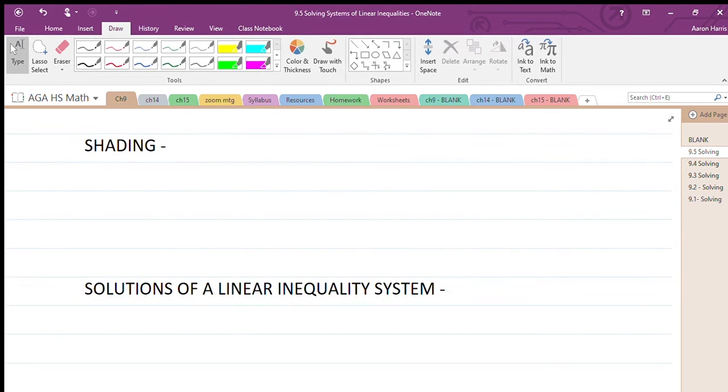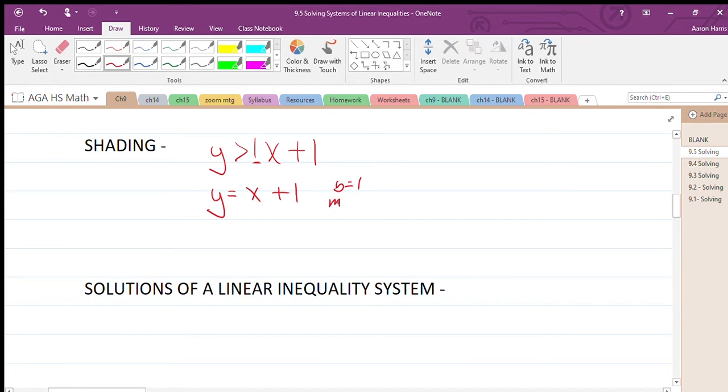So let's talk about shading, because whenever I have a linear inequality, I need to know that I must shade because there's more than one answer. So let's give us something simple. Let's say that y is greater than x plus 1. What's my slope? 1. Okay. What if I just treated this like it said y equals x plus 1? You would know that your b is equal to 1, your m is equal to 1. Therefore, your y-intercept is what? 0, 1. Your slope is what? 1 over 1, which says go up 1, to the right 1.